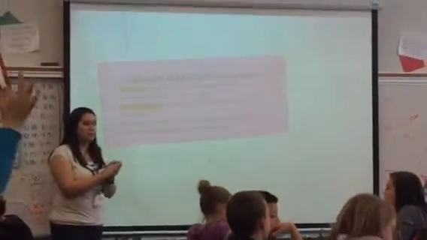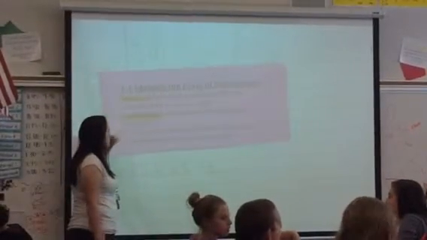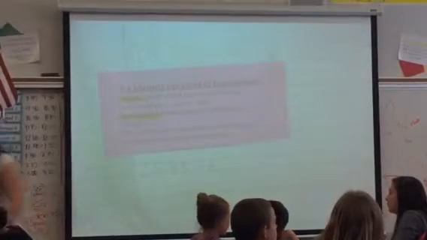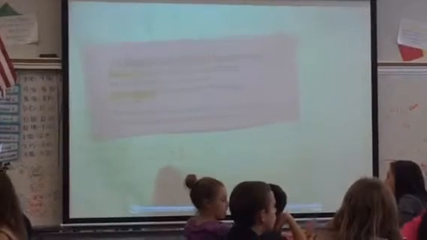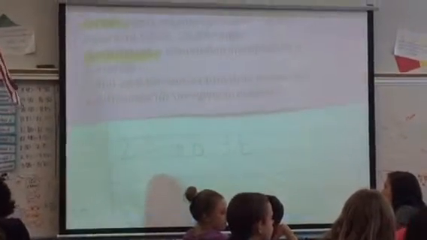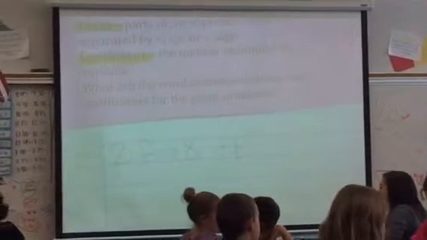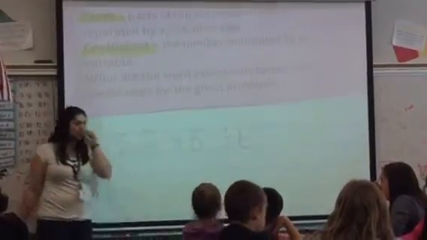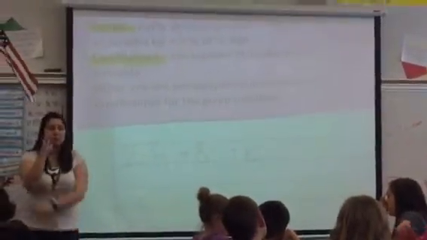So stop. Okay. So we're going to be identifying different parts of our expressions, different parts of our problem. So I have a problem up here. It is 2f plus 8 divided by t. Okay. But before we start identifying different parts of this problem, I want to ask you a couple of questions. I have a variable. I have two variables up here.